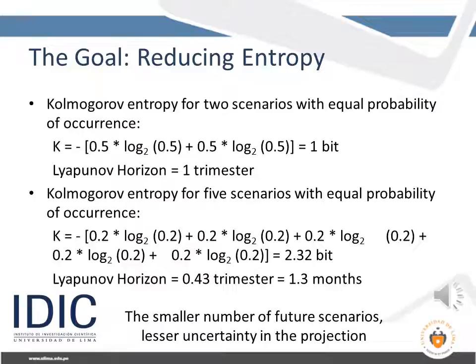And now the objective is to have more information about the future. And in order to have more information about the future, we have to reduce the number of scenarios. The higher the number of scenarios, the higher the uncertainty. The lower the number of scenarios, the lower the uncertainty, and then also the longer terms in time we can plan.